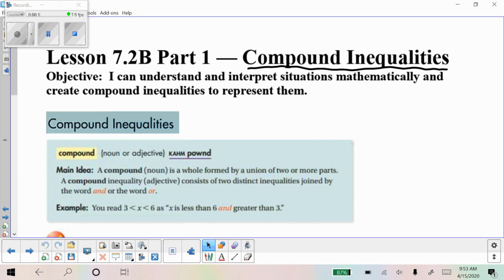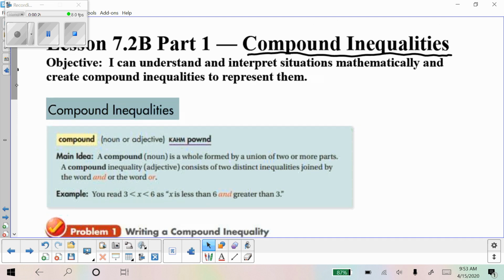And compound inequalities are inequalities that require two parts to represent the whole set of numbers that are solutions. So go ahead and read this definition about compound inequalities. Don't ever be afraid to hit pause. You don't have to keep up with me.